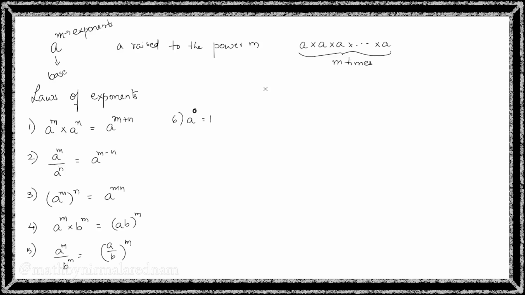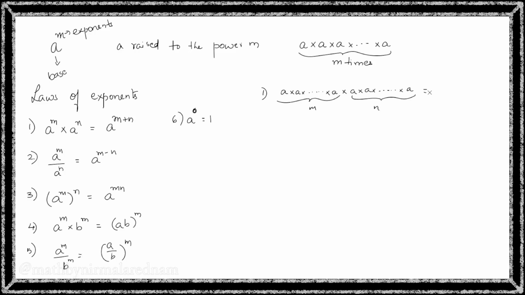So if you look at the first one, let's quickly look at the proof of it so that there is no confusion when you have to use them quickly. You shouldn't be confused about what is a power m into a power n. So if you look at a power m, we already know that it is a multiplied m times. Now into a power n is again a multiplied n times, right? So this is m times and this is n times.